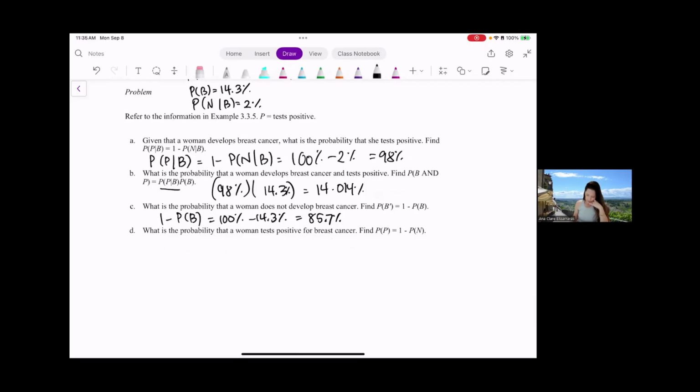Then what is the probability that a woman tests positive for breast cancer? That is going to be 100% minus the probability that she tests negative. So 100% minus 85%, which is 15%.